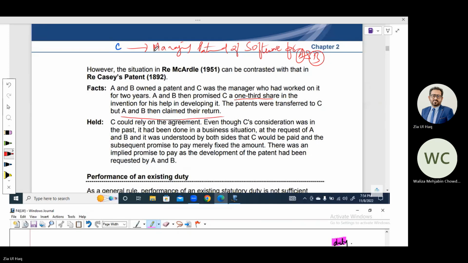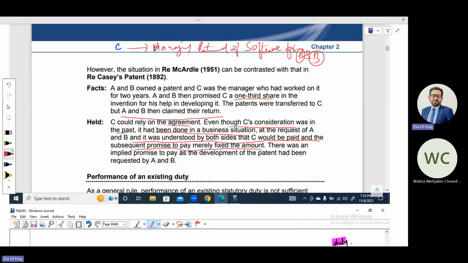So they denied paying C the 1/3. C could rely on the agreement. Even though C's consideration was in the past, it had been done in a business situation, at the request of A and B, and it was understood by both sides that C would be paid, and the subsequent promise to pay merely fixed the amount. So there was an implied promise to pay.